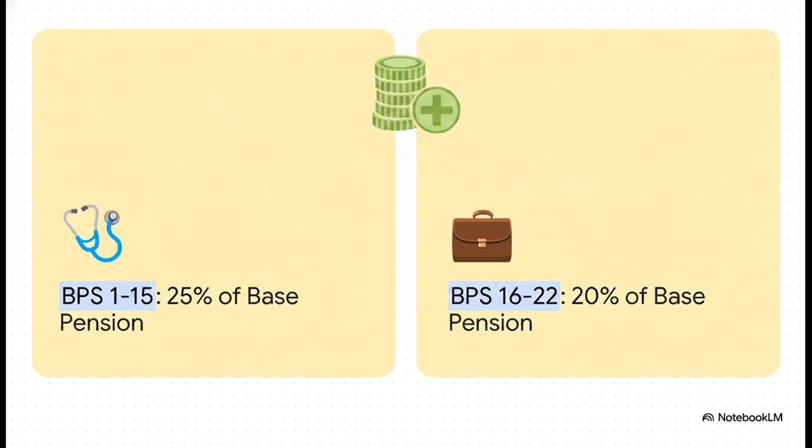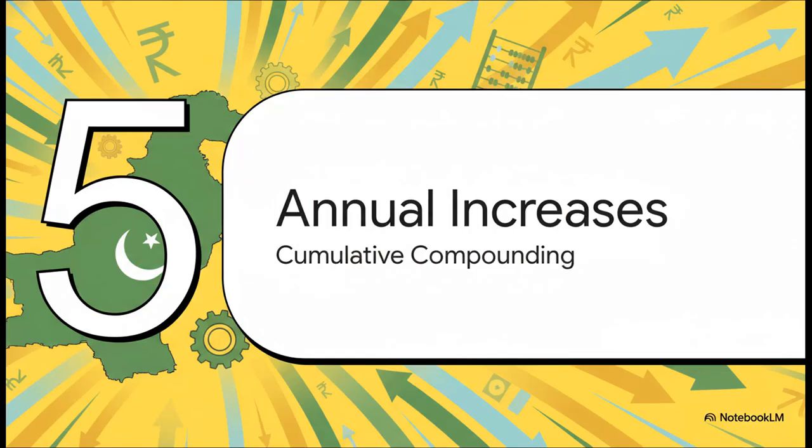But here is a wonderful little quirk of this system. There is an additional 25% increase stacked right on top of whatever that calculated medical allowance turns out to be. The best part? The calculator handles all of this automatically behind the scenes, ensuring you don't miss a single rupee of your healthcare benefits. And finally, Section 5, cumulative annual increases.